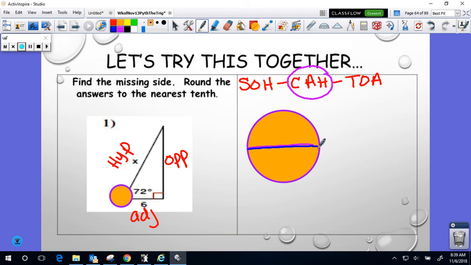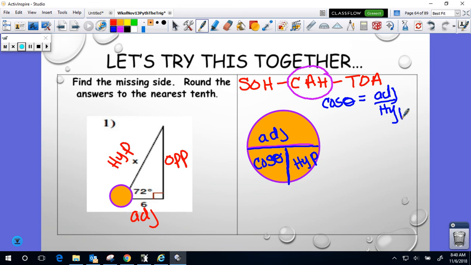So here, I'm going to draw my little circle, and how I figure this out, I'm going to say cosine of theta always starts in this bottom left part of the circle. The adjacent always goes at the top, and the hypotenuse always goes to the side. And when you write this out, the trig ratio for this is cosine of theta equals adjacent over hypotenuse. Okay? So here, what I'm going to do is fill in my circle.